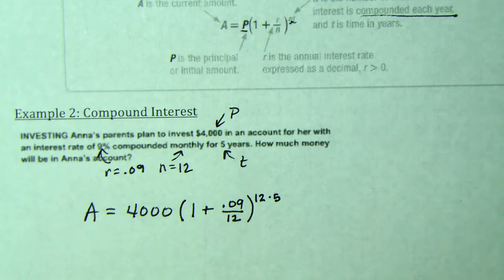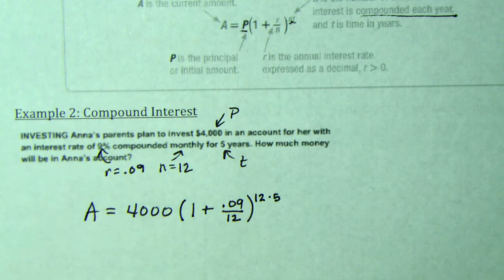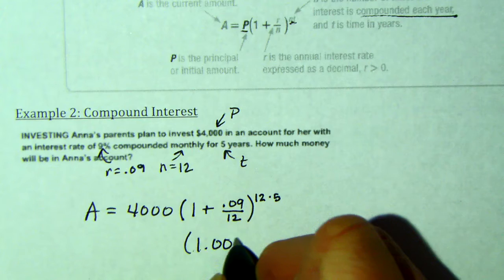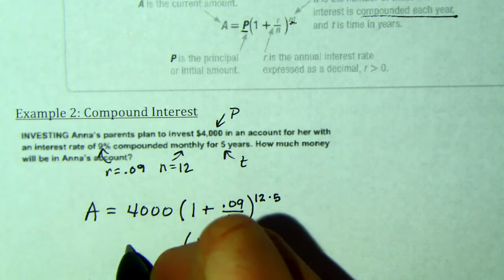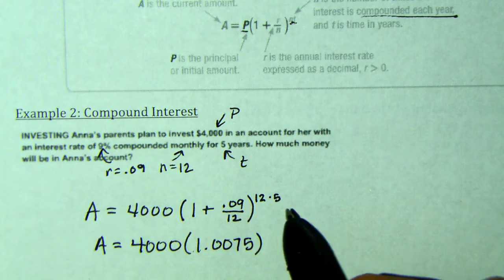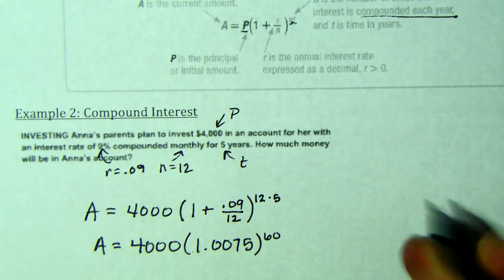So now let's simplify that. Obviously in here, I'm going to have to take 0.09 divided by 12. So let's do that first. 0.09 divided by 12, and you get 0.0075. I'm going to go ahead and add that 1 to it right away. So it's 1.0075. The 4,000 is still there. And then I'm going to go ahead and multiply 12 times 5 in my exponent, which is 60.